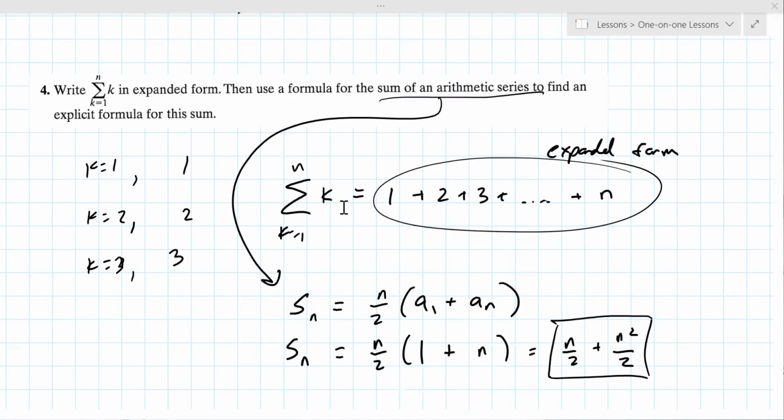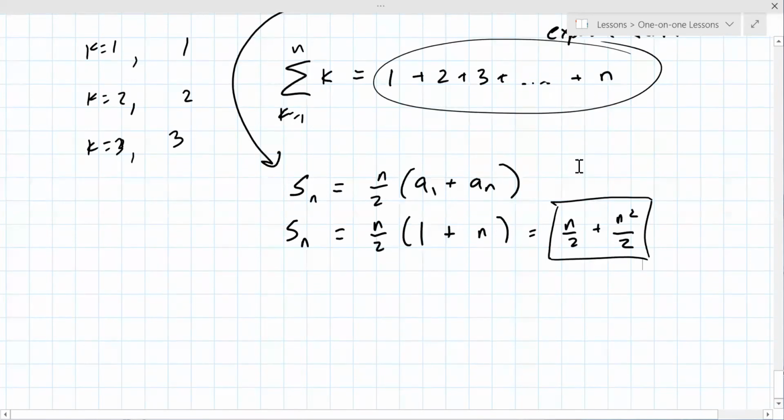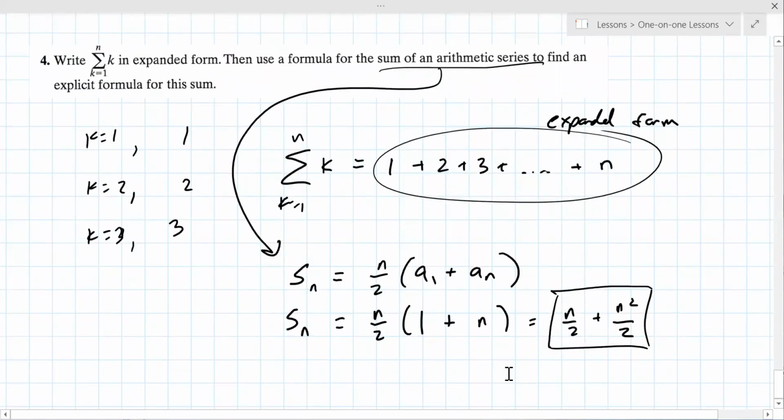This problem is written to show you that, okay, you can write this in expanded form, but we actually know a formula for this expanded form. Oh, and that's the n over 2 plus n squared over 2. Yes. Okay. Explicit formula? That is an explicit formula for it on the right. Oh, so this uses the formula for arithmetic series, the n over 2 times a1. Yes. Okay. Got it.